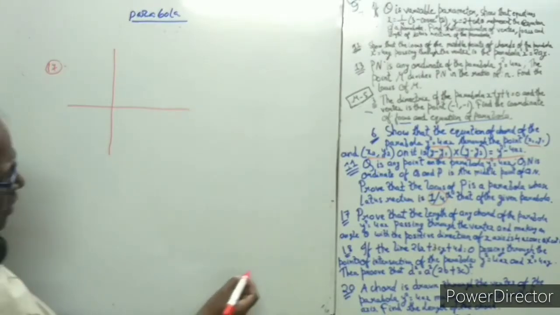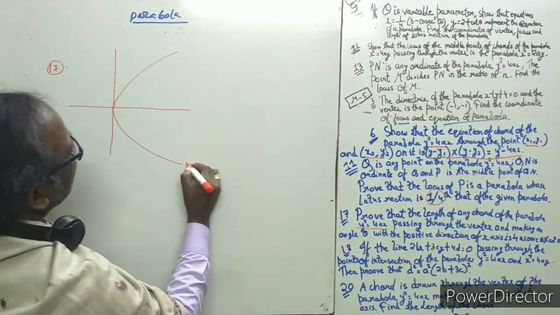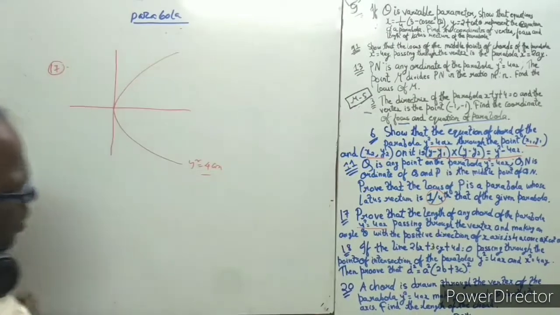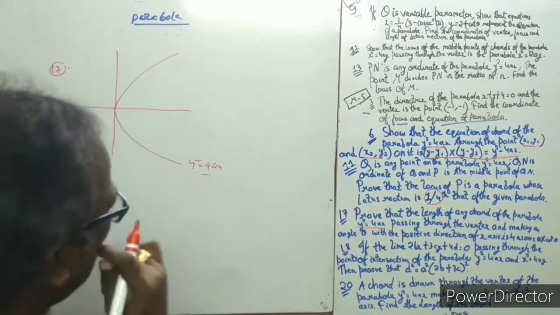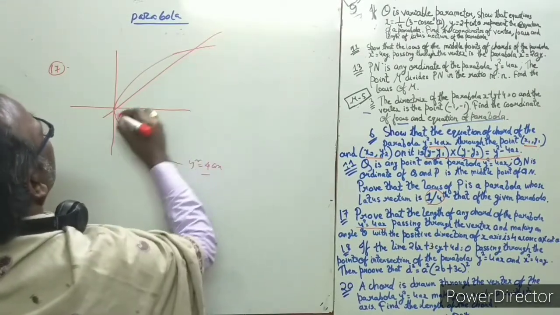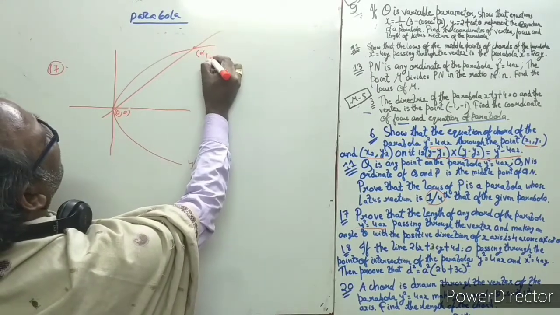So this is y square equal to 4x, given there. Okay, y square curve is there. Is this y square equal to 4x? Okay, y square equal to 4x, with your chord passing through the vertex. Okay, this is 0, 0. And let us assume the other end is alpha, beta.